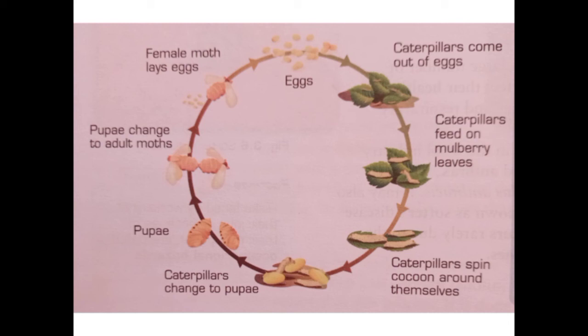Inside the cocoon, the silkworm enters the second stage of its life called the pupa and then develops into a moth.